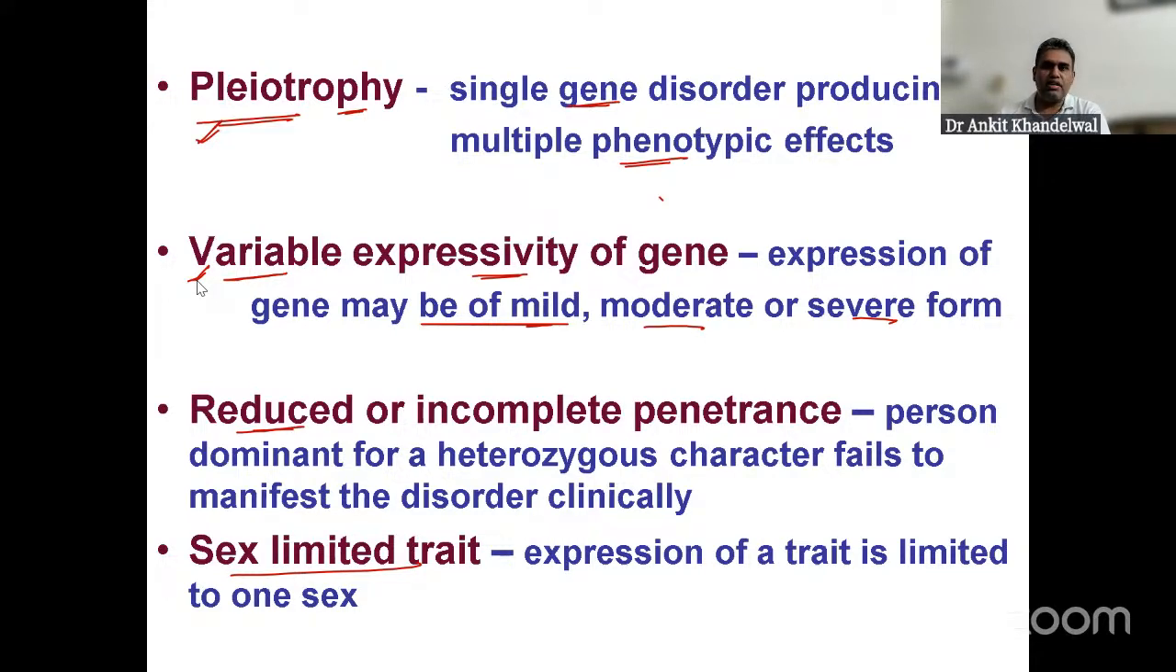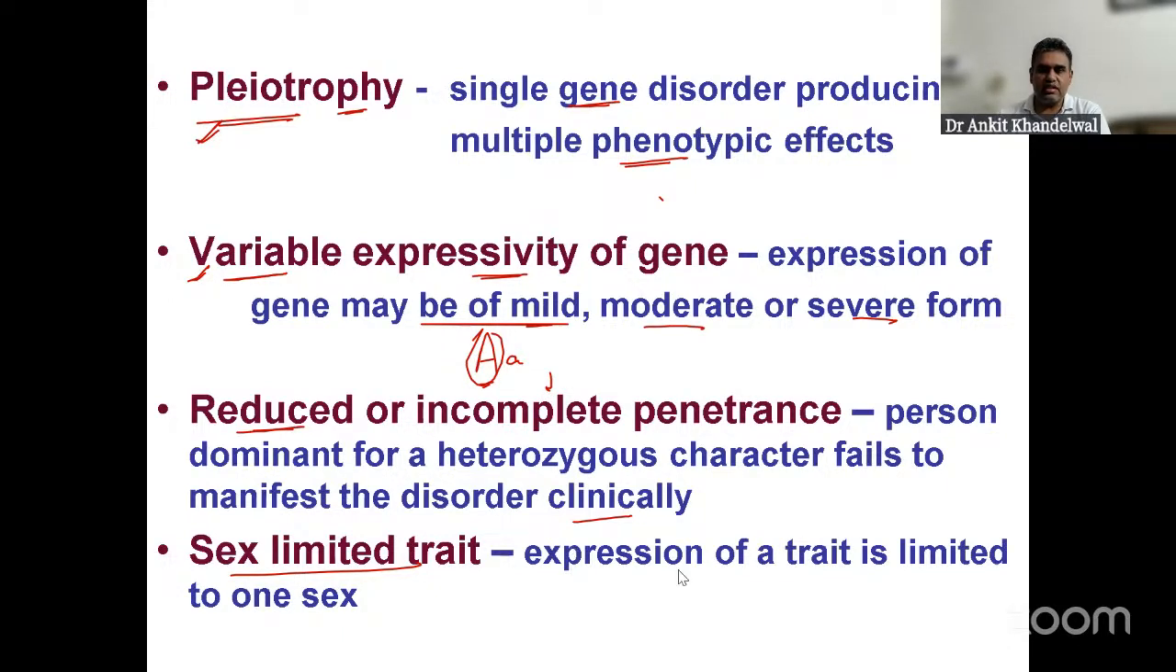Then we have reduced or incomplete penetrance. A person dominant for a heterozygous character fails to manifest the disorder clinically. So not homozygous. I hope you all know homozygous and heterozygous. Homozygous has two same alleles and heterozygous are different. One is normal, one is the affected one, that is heterozygous. So a person dominant for a heterozygous character, suppose that has A and A1 affected over here, fails to manifest the disorder clinically. So even that heterozygous had a reduced or incomplete penetrance into the entire functioning or entire biochemistry of the cell and the tissue as a whole. Can you understand it? So that is incomplete penetrance.